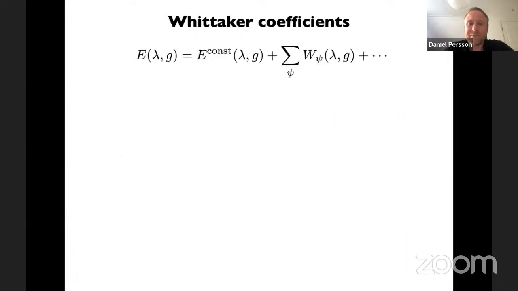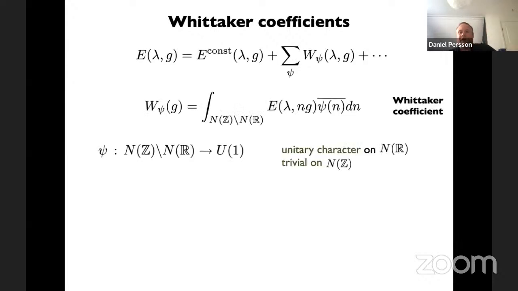So W psi is what's known as a Whittaker coefficient. What is it? You can define it in this way. It's an integral over the sort of fundamental domain for the action of N of Z, N of R. So it's the coset N of R over N of Z. So it's a compact quotient. It's the Eisenstein series in the integrand, shifted g by n. And then you have psi with a bar on top. So that's the analog of the Fourier mode.